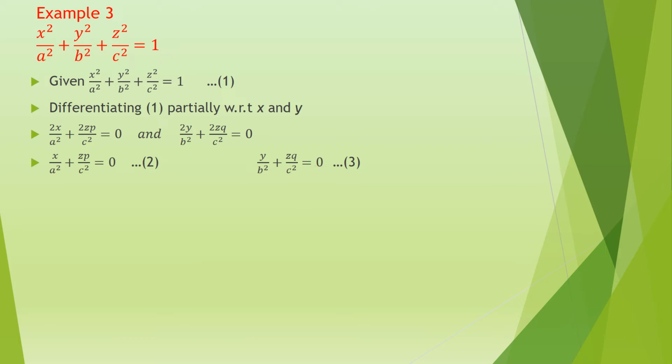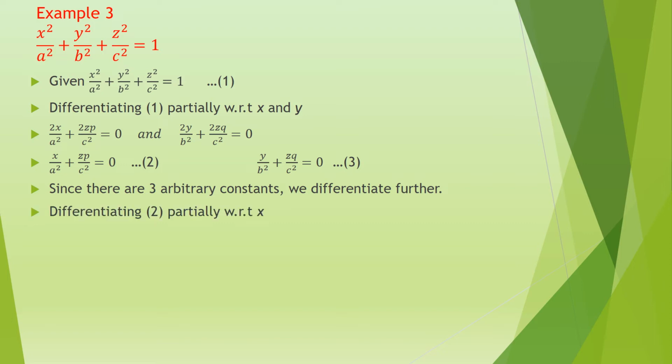Only these two equations are not enough because we have three constants a, b and c. So we differentiate further partially. Differentiating equation 2 partially. We can differentiate either equation 2 or equation 3. I have chosen equation 2 to differentiate to get the PDE. So what we get, see. What is the derivative of x by a square? Again, we are differentiating with respect to x.